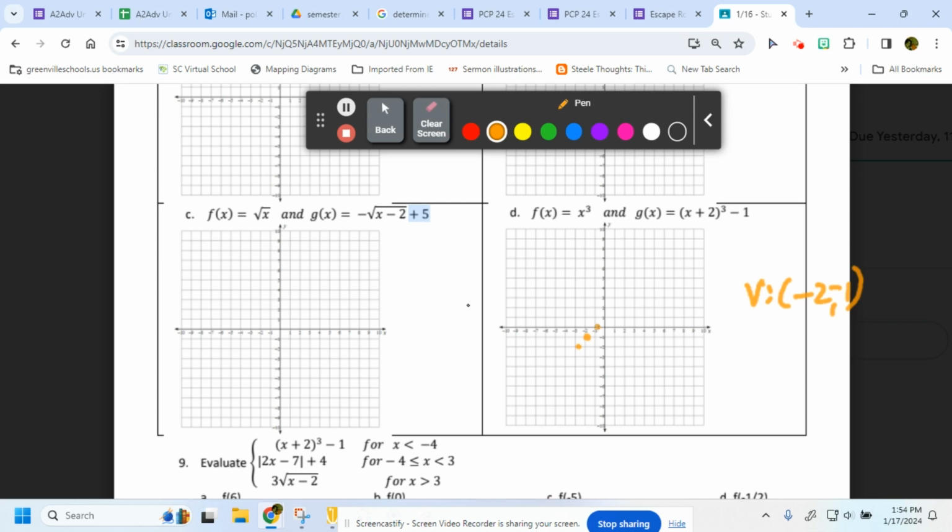Okay. Then 7 up, 1, 2, 3, 4, 5, 6, 7 over 1, and then down 1 there. So the graph will be like that. Okay. Thank you.